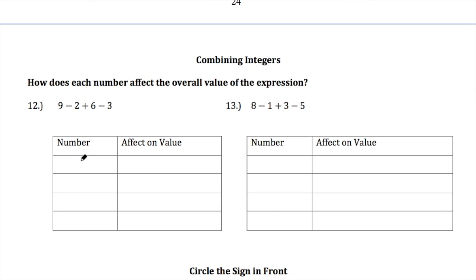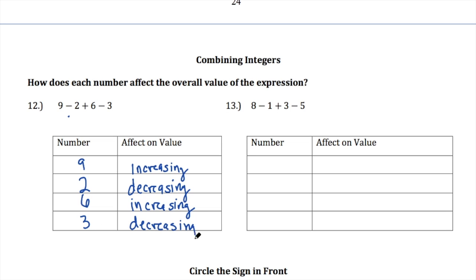Okay, so let's look at a longer expression here. We've got 9 here. It's increasing the value of that expression. The 2 here, because there's a subtraction in front of it, is actually decreasing the value of the overall expression. The 6 is being added, so it's increasing the value of the expression. And the last number, the 3 there, is really being subtracted, so that's decreasing the value of the expression.